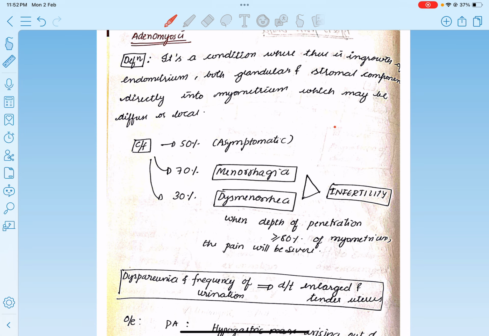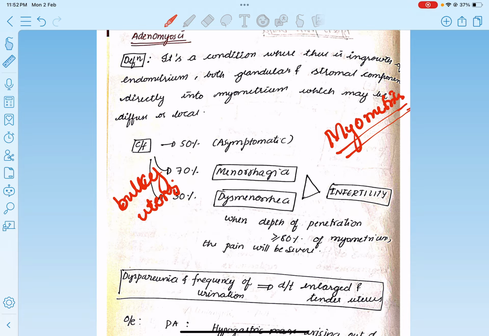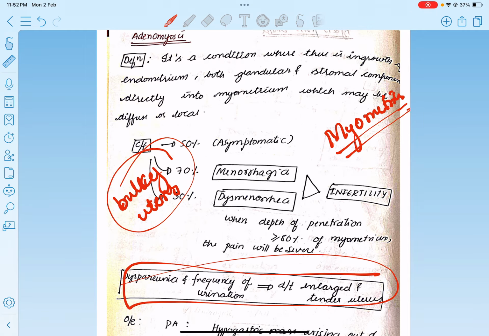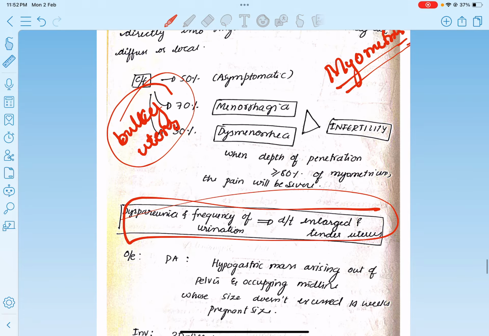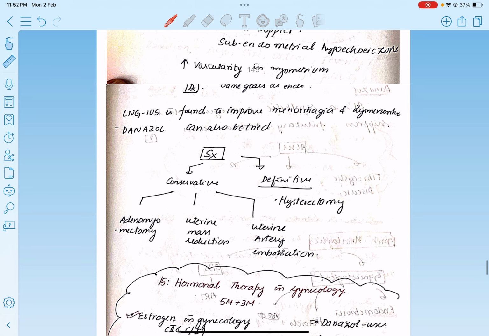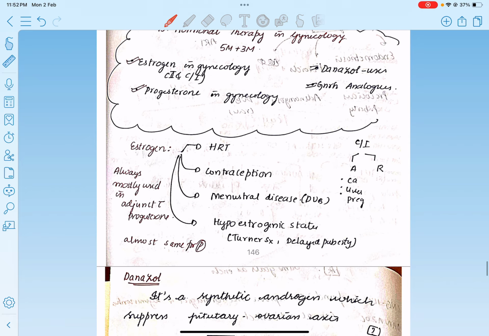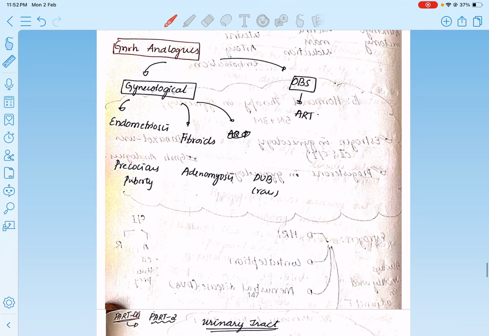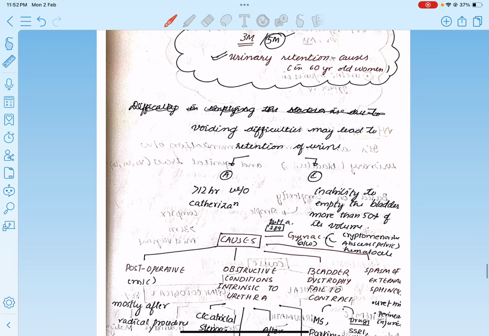Adenomyosis, when this is there in the myometrium. Okay, what is the major thing you will see in MRI? Bulky uterus. These are the major clinical features which you know. So this is a triad of dysmenorrhea, infertility, and menorrhagia, though 50% are asymptomatic. Again, hormonal therapy, I'm sure you will know when to give and when not to give by this point in time. Okay, this was an independent question for 5 marks.